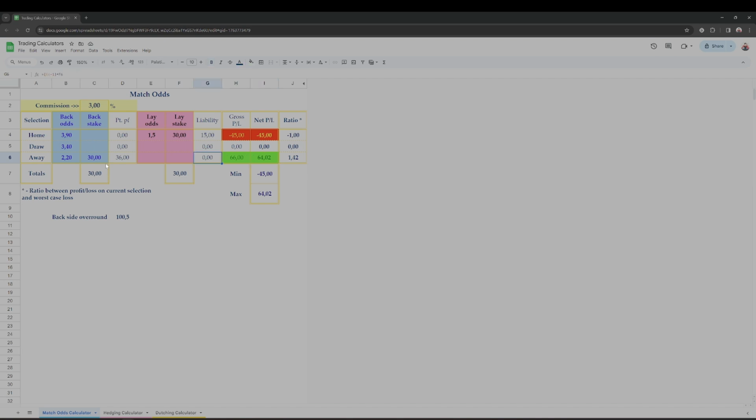So let's say it's 2-0 and then 2-2. Then, depending again on the moment of the match, you can try to lay some of the profits from the away win, just to reduce this red here on the home win. But if it's 2-3, then you definitely lay the 64, and it will be a very good lay. You will end up in a profit.